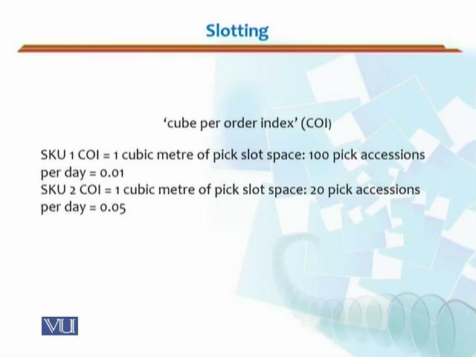So which one is more important here? Yes, which has the lower COI, that is 0.01. That is in the case of SKU1. So SKU1 would be more valuable for me than SKU2. So the location of SKU1 should be in my golden zone.